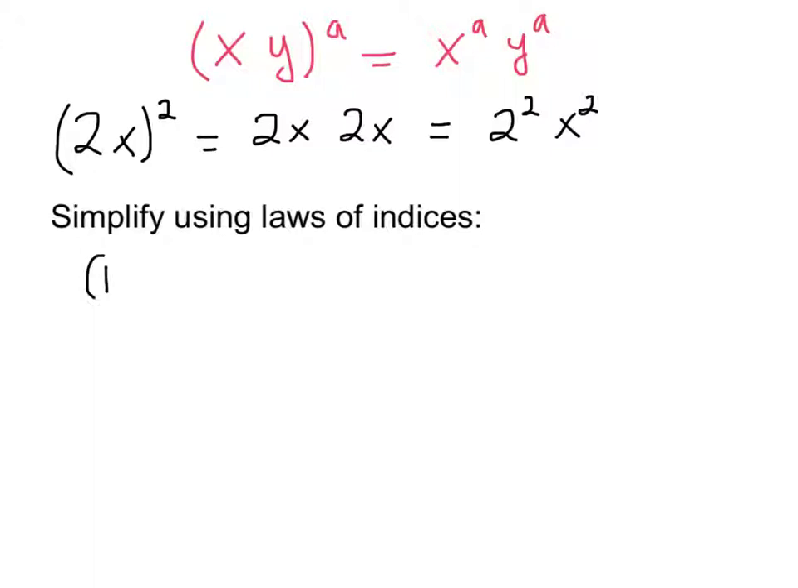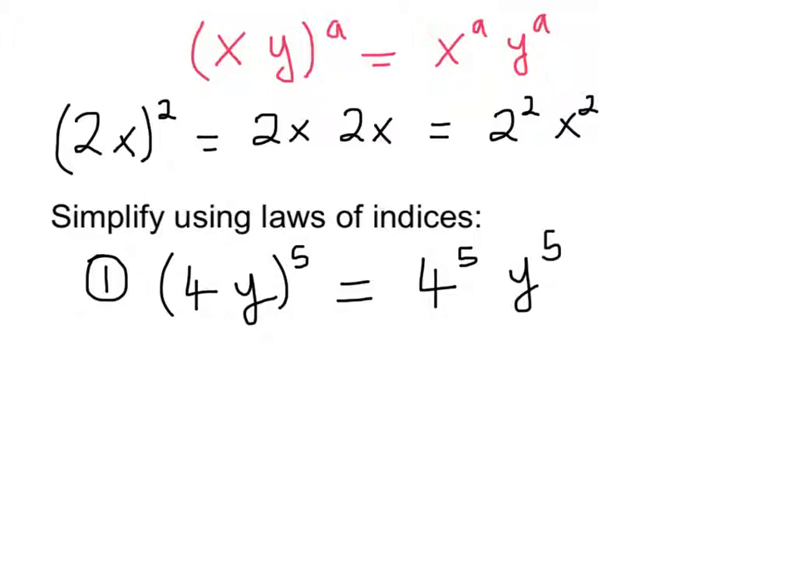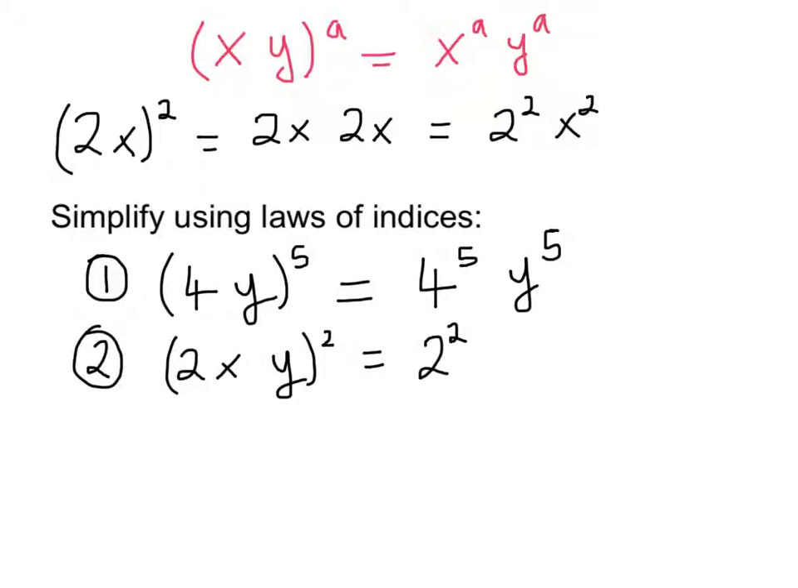Simplify using laws of indices. Let's try the first one. So let's say I had 4 times y all to the power of 5. All it says is you put the power of 5 on everything inside the bracket. So it's 4 to the power of 5, y to the power of 5. Right, let's try another one. If I had, you can have as many values in here as you like, 2xy all to the power of 2, well, the power goes on everything in there. So it's 2 to the power of 2, x to the power of 2, and y to the power of 2.